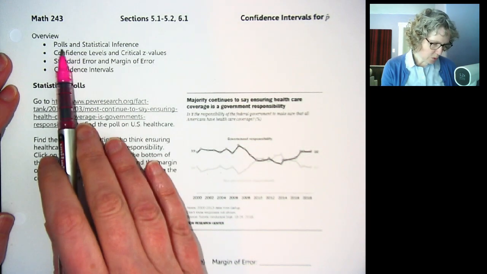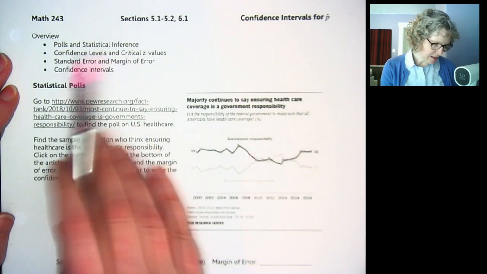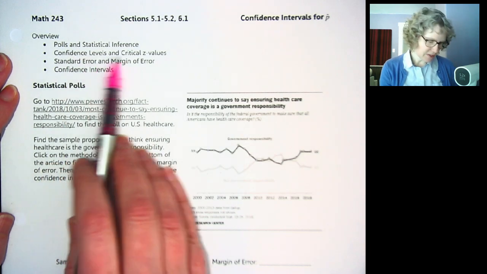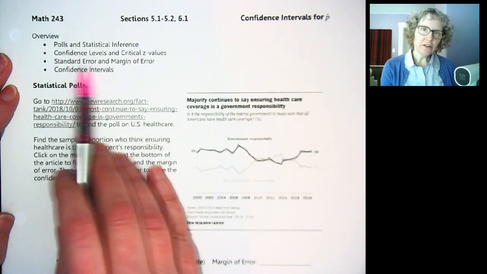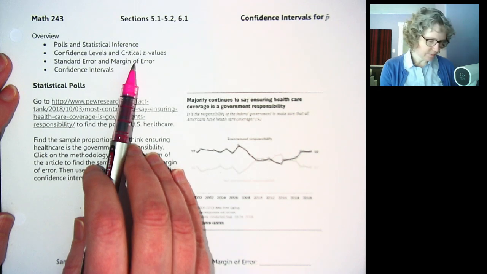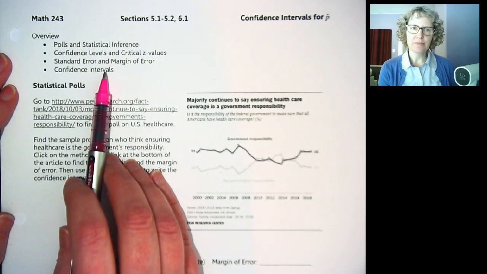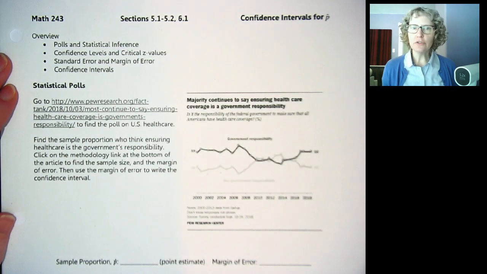We'll talk about polls and statistical inference, confidence levels and critical z-values, standard error and margin of error, and confidence intervals. Okay, so as a way of introduction, let's go to the real world and look at an actual poll. And we've been studying things like this.